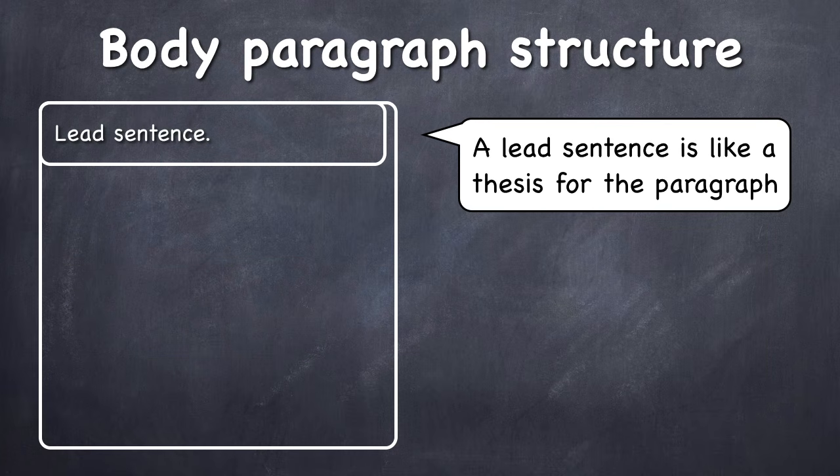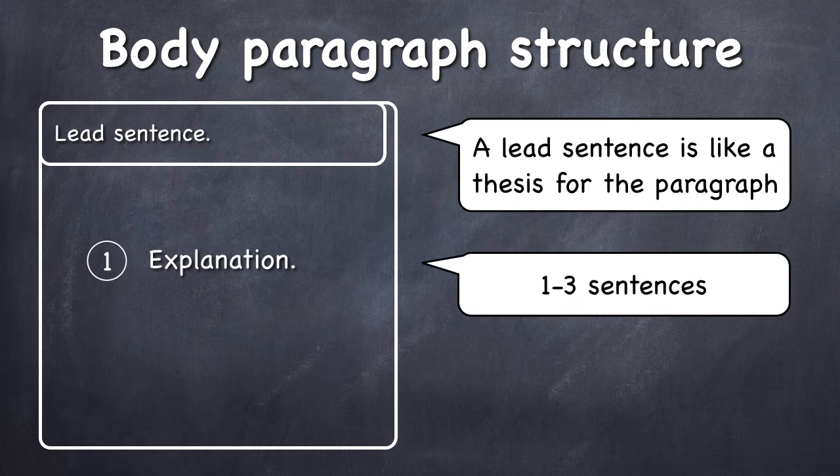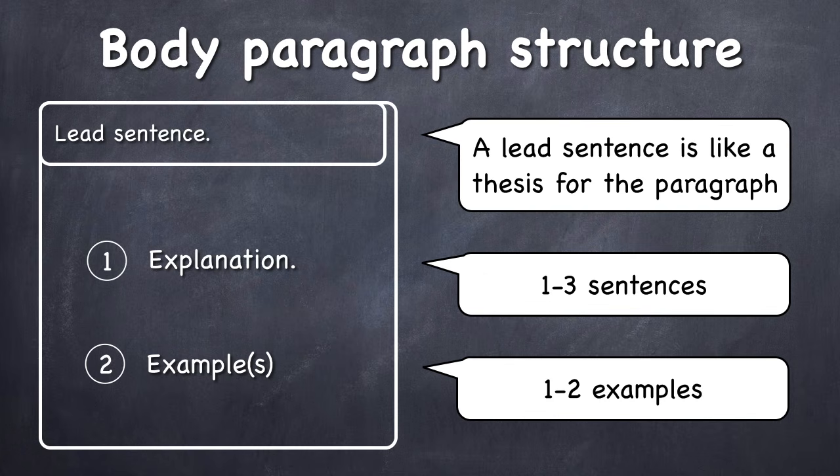Now here's our body paragraph structure. A body paragraph begins with a lead sentence, and it's like a thesis for the paragraph. It's the most general statement. Next, we have an explanation, right? Between 1 and 3 sentences we'll usually do. And finally, we have examples. Also between 1 and 2, maybe 3 examples. But even one will do. 2 is better, 3 maybe, depending on how many words you really need in this essay. Okay, and that's our body paragraph anatomy.